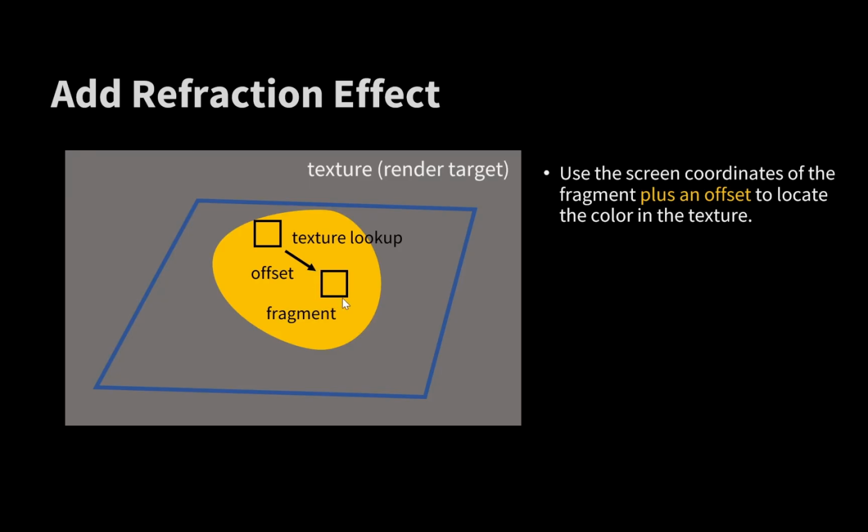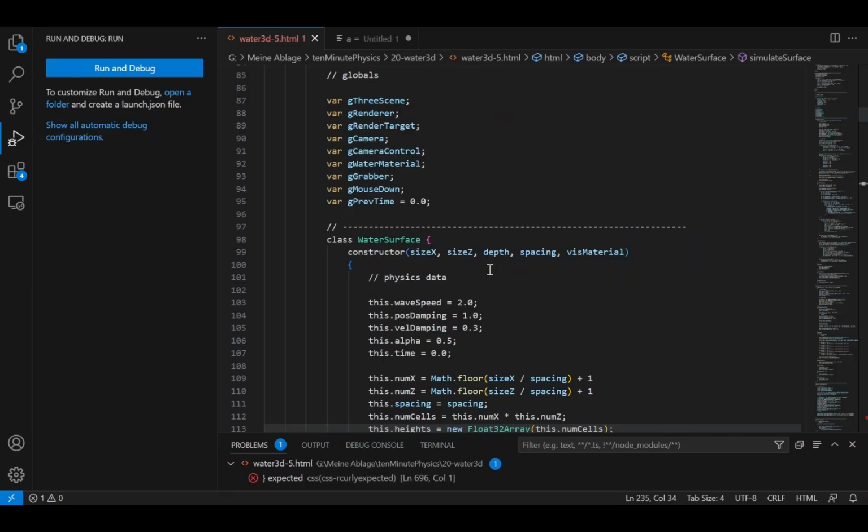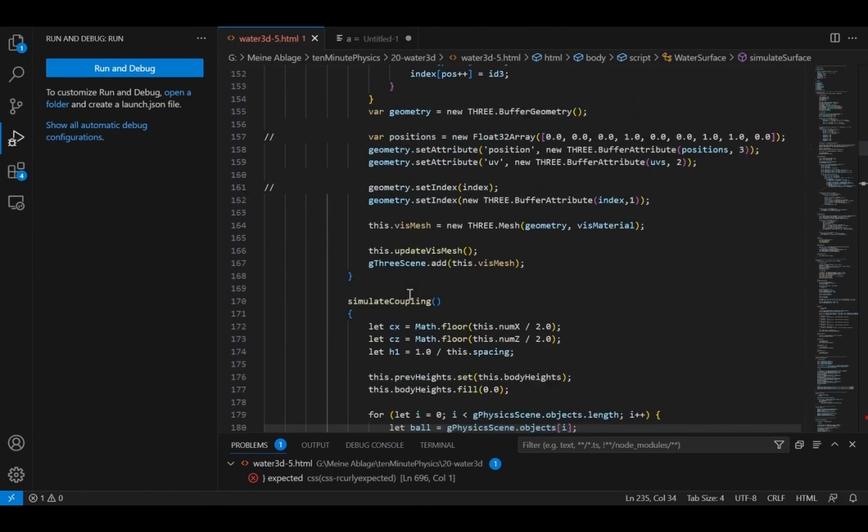Now we use the screen coordinates of the fragment plus an offset to look up the texture color. We make this direction dependent on the surface normal. The length of this offset is dependent on the distance of the camera to the water surface. Now let's have a quick look at the code. I implemented a class called water surface. Here is the constructor. The actual simulation starts at line 170 with the simulation of the coupling between bodies and the water surface.